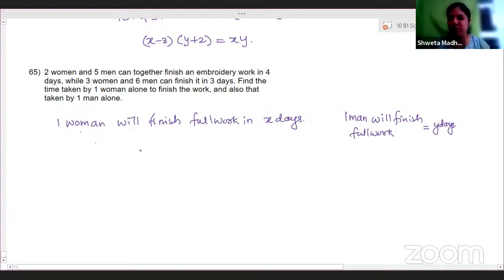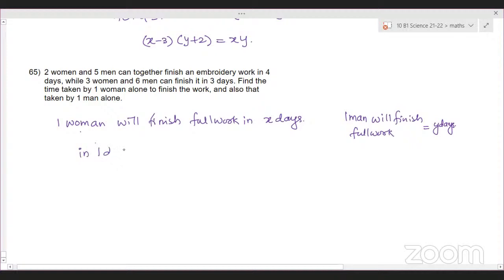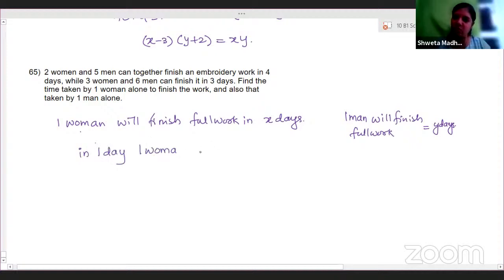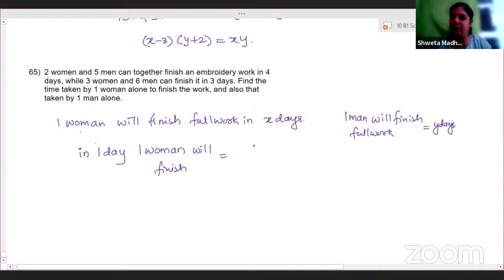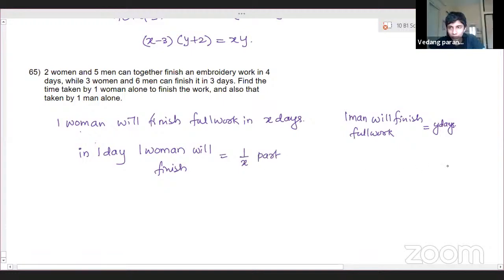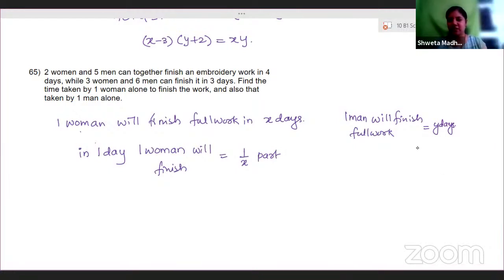Then in one day, how much part of the work is she finishing? One woman will finish that full work in X days. So in one day, one woman will finish how much part of the work? Full work by X, so it is 1 by X. We consider the full work as a whole thing, as 1. So if the full work is 1, then how much part of the work will be finished in one day? 1 by X part of the work will be finished, right?